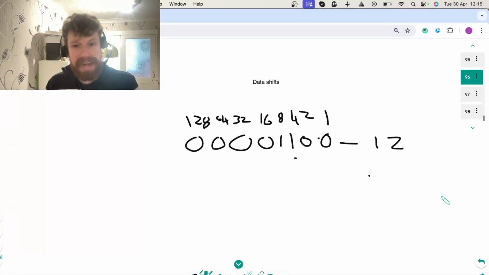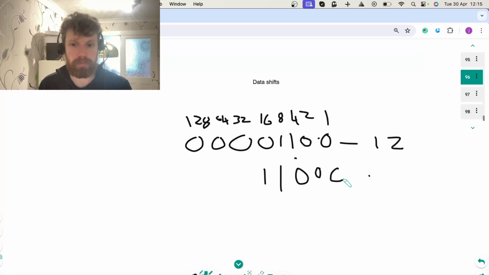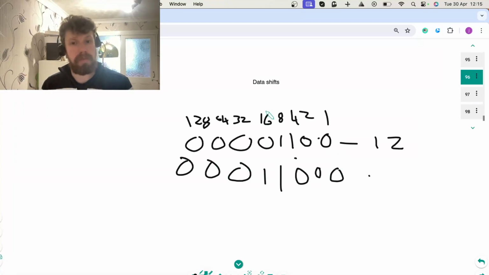So the next part that we have to do is the data shifts, which is going to be left shift and right shift. So let's have a look at how we do this. So we perform a left shift by moving all of the ones just one place to the left. So 1, 1, and then you just put the rest of the zeros in. 0, 0, 0. This number, 16 plus 8, is going to be 24.